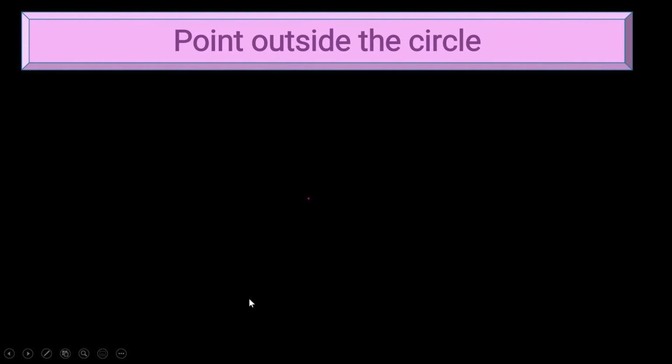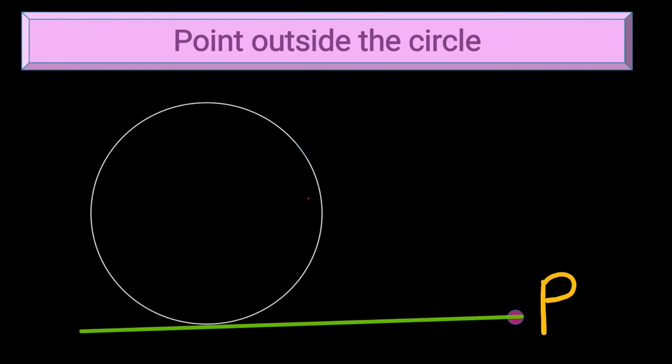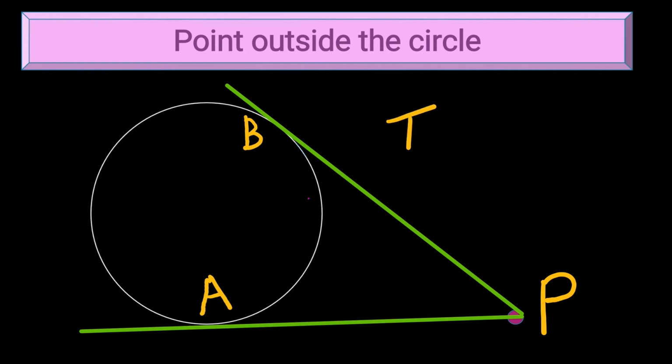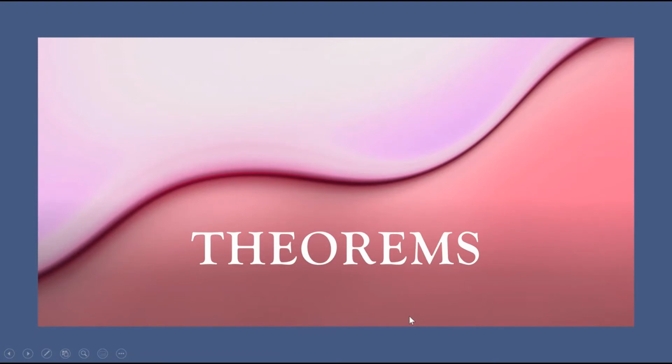If the point lies outside the circle, let's see what happens. So let's take a circle, let's take a point, and name it as point P. Of course, we can draw one tangent which touches the particular circle. We can draw a second tangent as well. So, for example, we name the points of contact as A and B. So we can see that for a particular point which lies outside the circle, we can draw two tangents.